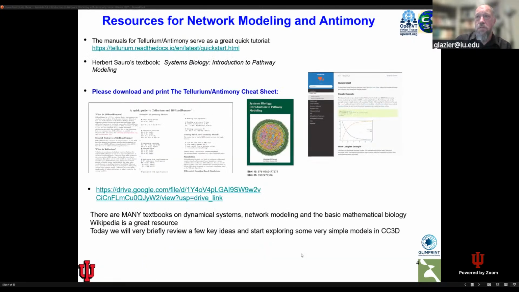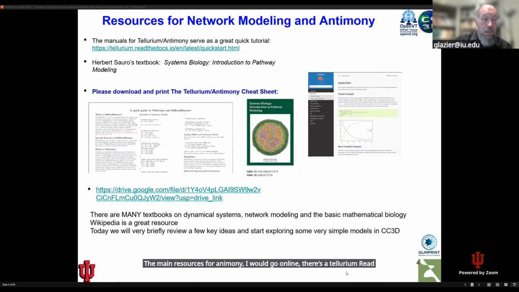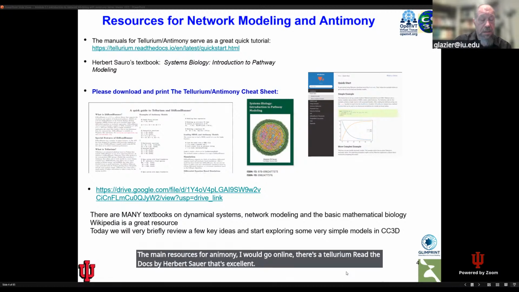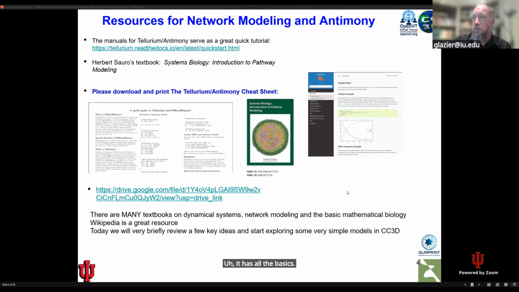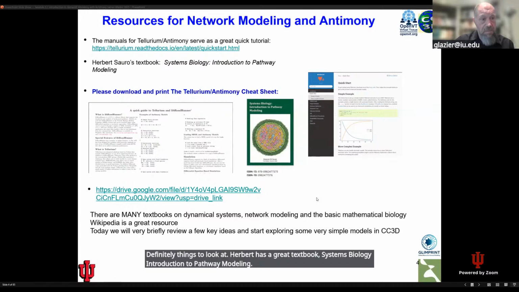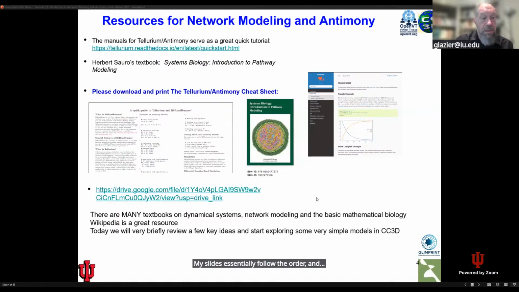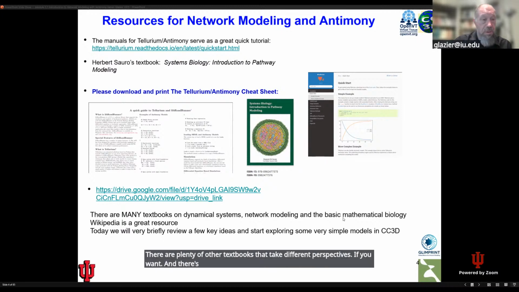The main resources for Antimony, I would go online. There's a Tellurium Read the Docs by Herbert Sauro that's excellent. It has all the basics. Here's a picture of what that looks like. Definitely things to look at. Herbert has a great textbook, Systems Biology: Introduction to Pathway Modeling. My slides essentially follow the order and thinking of his textbook. There are plenty of other good textbooks that take different perspectives if you want. And there's that Tellurium cheat sheet, which is everything you need to know about Antimony and Tellurium on 1 page that I recommend.